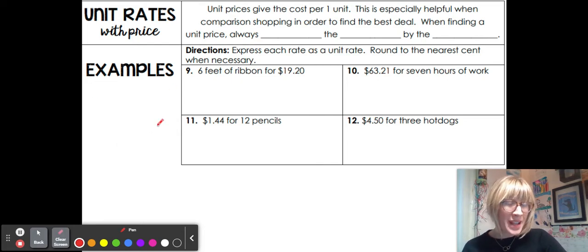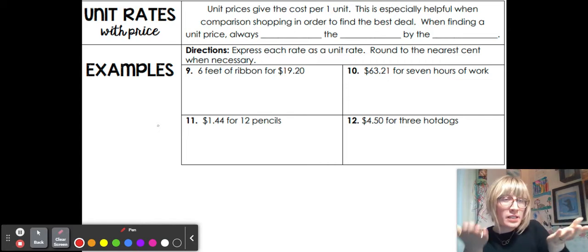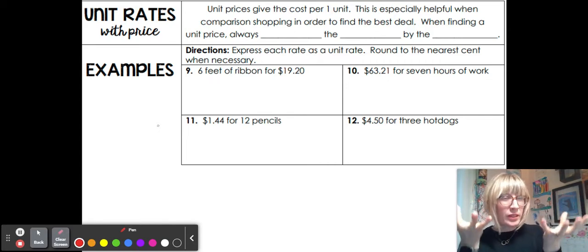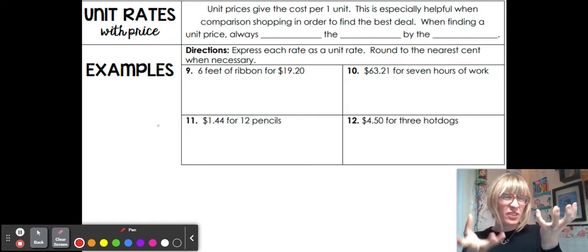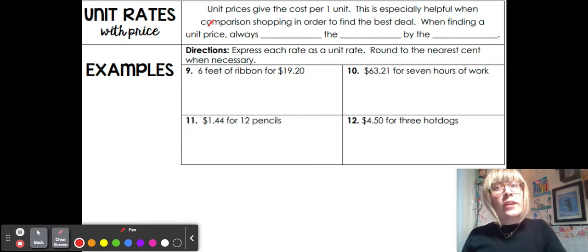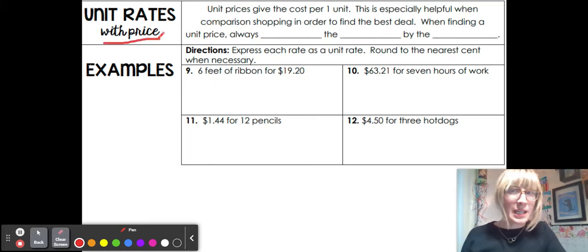All right, team. So we are back at it with unit rates. Unit meaning one, a rate meaning a comparison, right? With comparing two different types of units or two different types of items or things. So in this case, we have a scenario where we're going to be working with money.